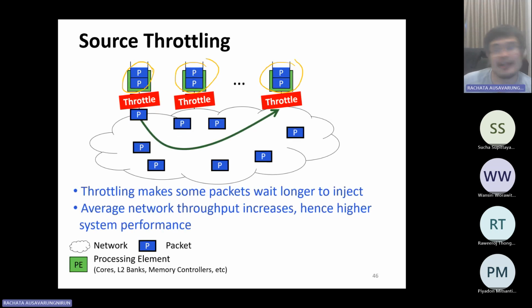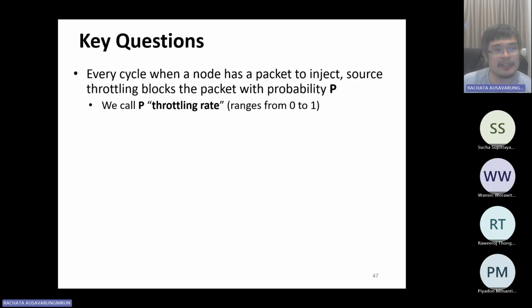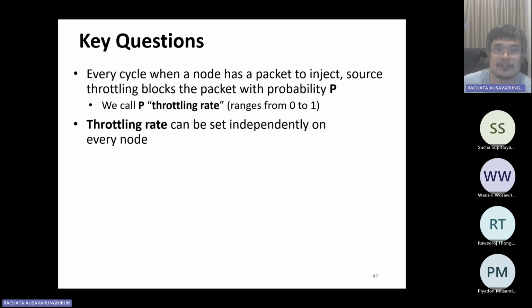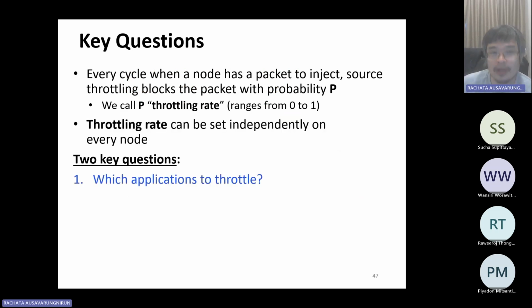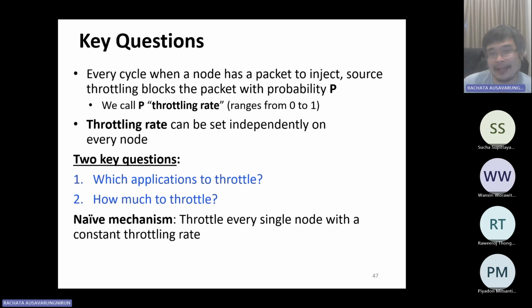So with this design, this is an abstract view of how we do it, right? There are many key questions. Basically, how do we throttle? What's the rate, right? And what application should throttle, and how much to throttle? So the naive mechanism is one thing I can do. I can throttle everyone at the same rate.